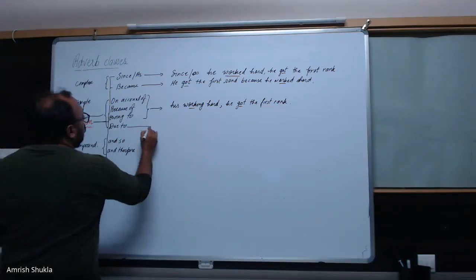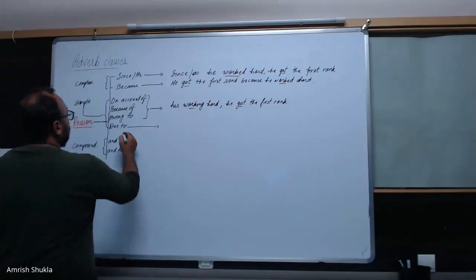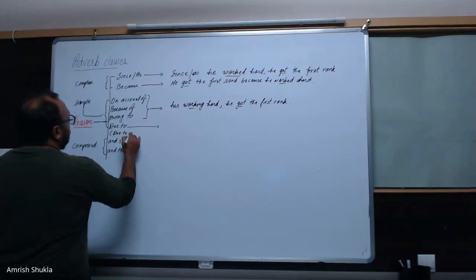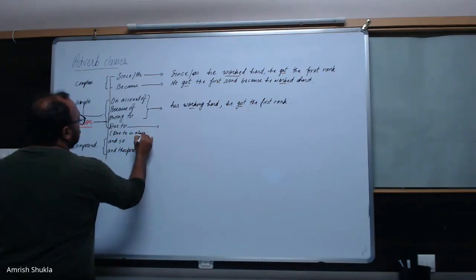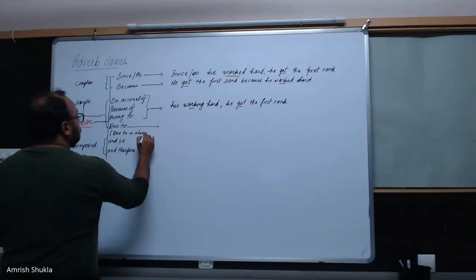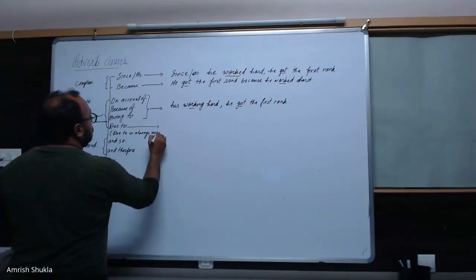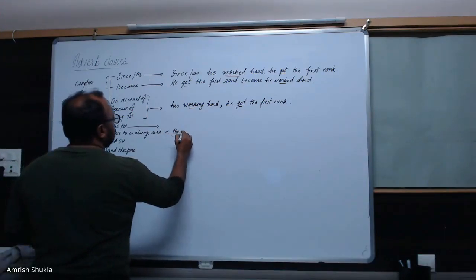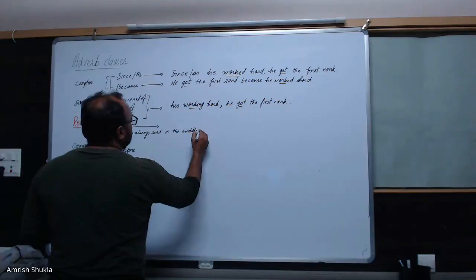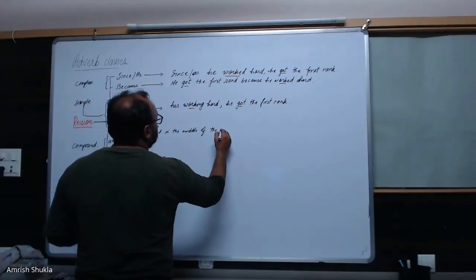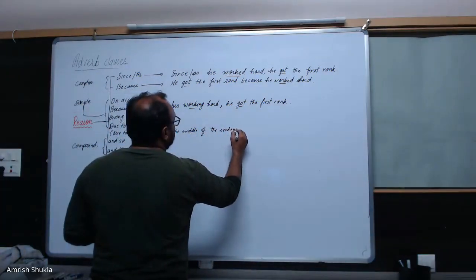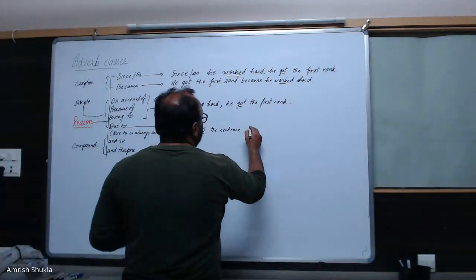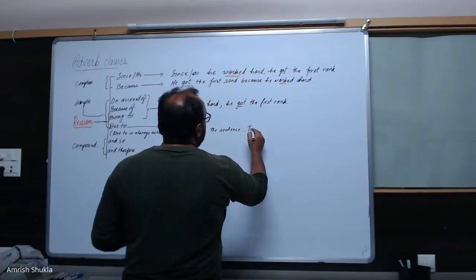If we use due to, then the rule for due to is that due to is always used in the middle of the sentence. That is one rule. The other rule for due to is that to be is used before it.